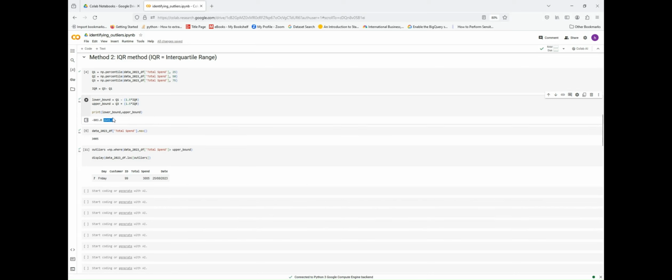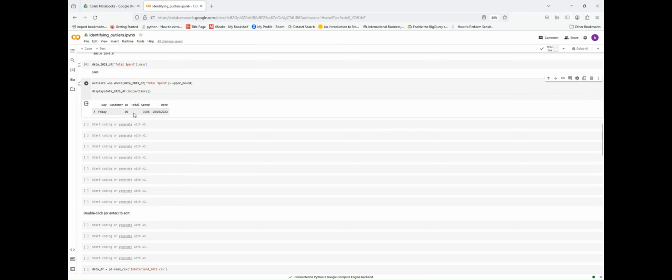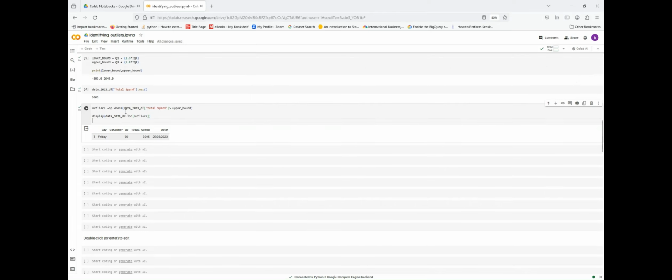So what we're saying by using this method is that any data point that is above 2645 is an outlier. So are there any outliers? Yes, there are, and it belongs to customer ID 99. So that's how you would identify outliers using the IQR rule and a box plot.